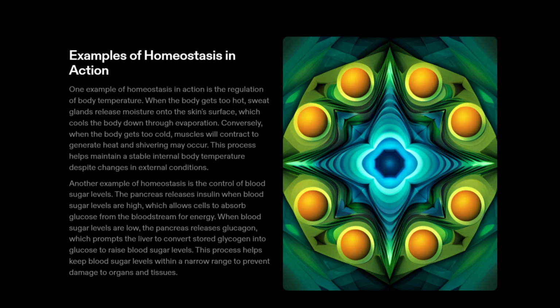Another example of homeostasis is the control of blood sugar levels. The pancreas releases insulin when blood sugar levels are high, which allows cells to absorb glucose from the bloodstream for energy. When blood sugar levels are low, the pancreas releases glucagon, which prompts the liver to convert stored glycogen into glucose to raise blood sugar levels. This process helps keep blood sugar levels within a narrow range to prevent damage to organs and tissues.